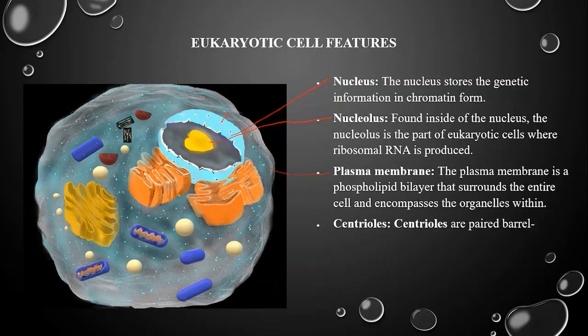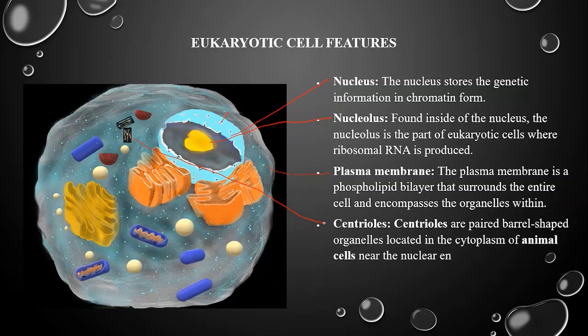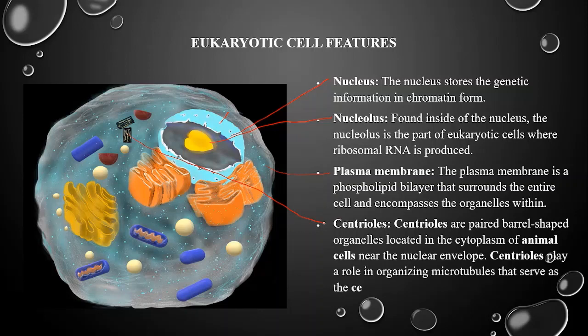Next, centrioles. What are centrioles? Centrioles are paired barrel-shaped organelles located in the cytoplasm, just near the nuclear envelope. They play a very important role in organizing the microtubules that serve as the cell's skeletal system. They also help to determine the location of the nucleus and other organelles within the cell.